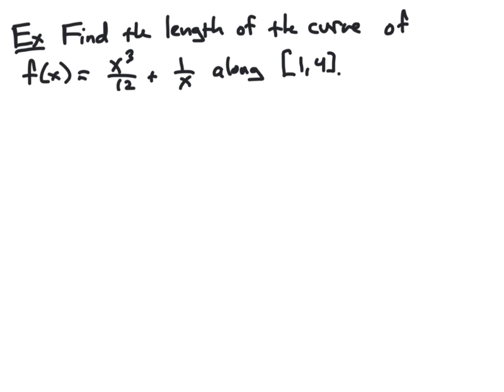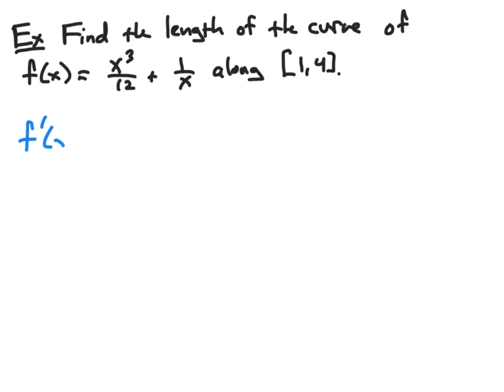In this example, we want to find the length of the curve of f of x equals x cubed over 12 plus 1 over x along the closed interval 1 to 4. To do this, we're going to use the standard arc length formula, and we need to first find and evaluate the square root of 1 plus the derivative of our curve squared.